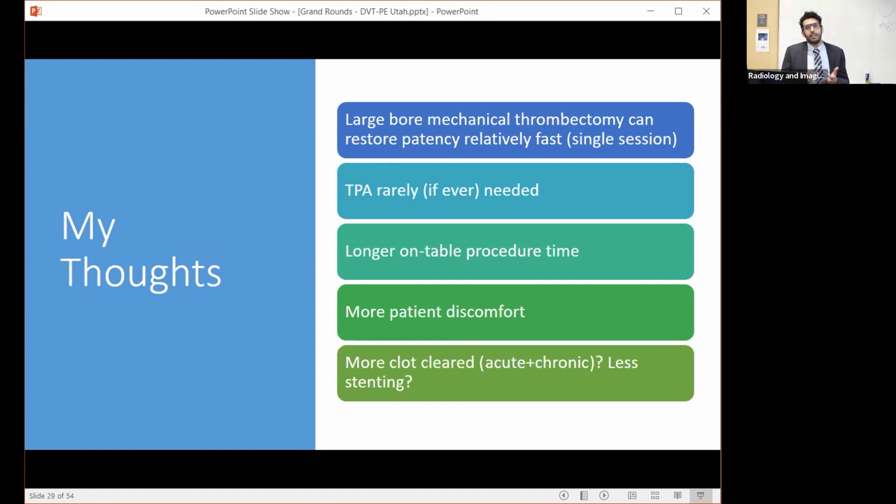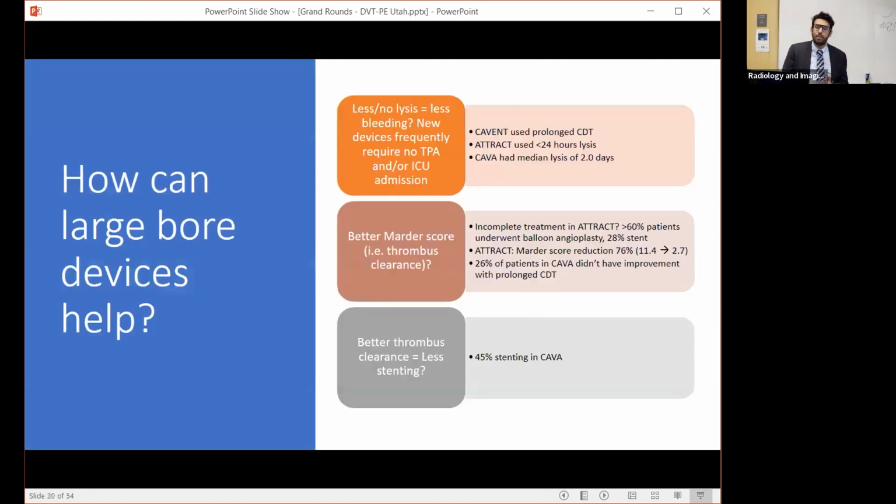And I think the ability to treat any type of clot is pretty helpful. Again, knowing that these older studies, they lysed out to 5 days, they got incomplete resolution. So it makes sense that mechanical thrombectomy is getting very popular for that reason. With that said, it does take longer. These patients are on your table for a longer time. There's more patient discomfort. These are larger devices. But as I mentioned, hopefully you're getting more clot in the process. You're getting some of that older stuff.